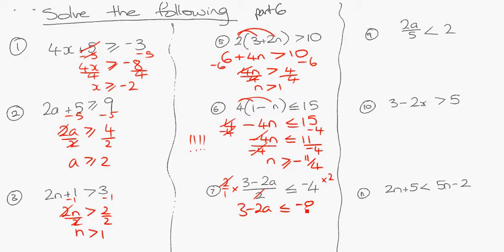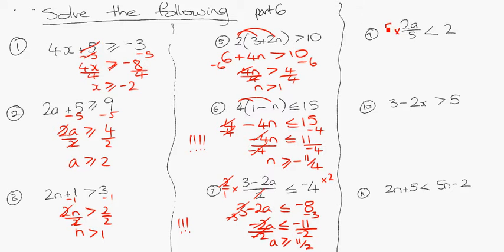That will be -8 on that side. Subtracting 3 from both sides. -8 minus 3 would be -11. Now I'm going to need to divide again, this time by -2. So bells are going off. Reverse the sign. 2 negatives make a positive, 11 over 2, or 5.5.